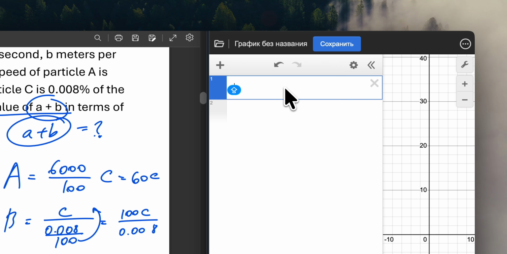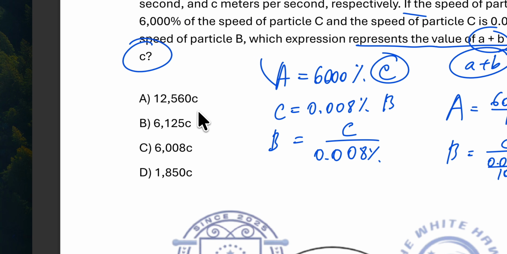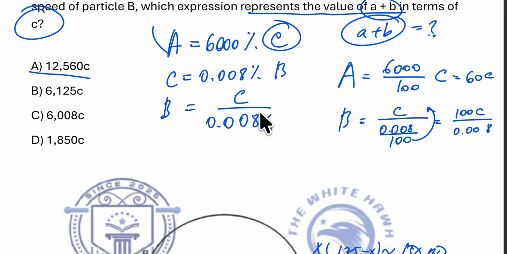Let's divide. Just divide 60 plus 100 divided by 0.008, which means 12,560. That means the answer is A, just A.